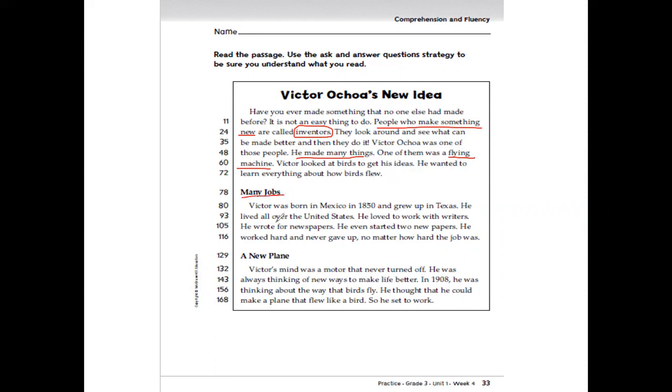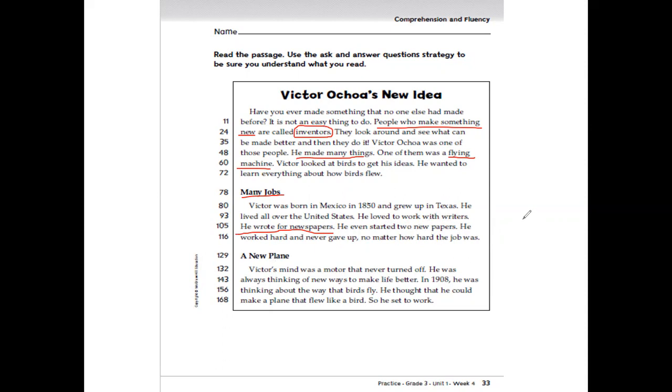Many jobs. Victor was born in Mexico in 1850 and grew up in Texas. He lived all over the United States. He loved to work with writers. He wrote for newspapers. He even started 2 newspapers. He worked hard and never gave up, no matter how hard the job was.